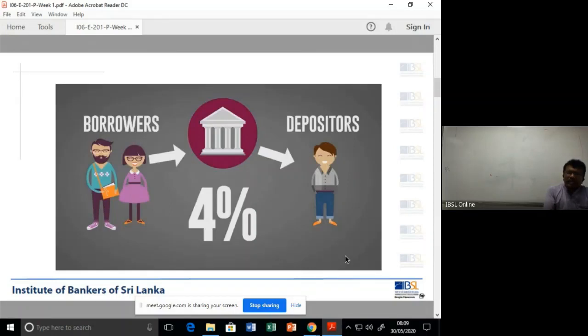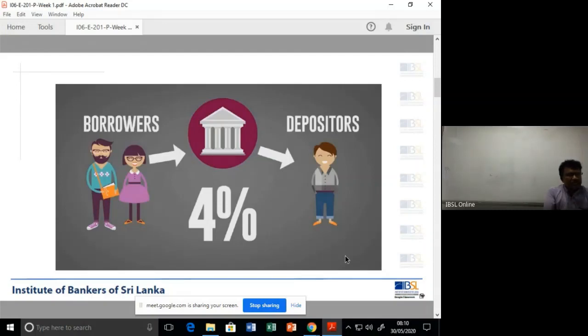Some people, like the retired employees, hand over this hard-earned money to the bank and they make a living out of this interest. They are so sure that the deposited money is safe and they can live a happy life. They need not worry much about the money they have handed over to the bank. That is the depositor's side.